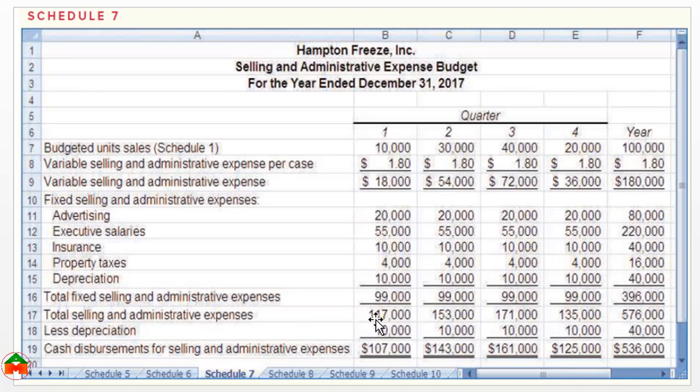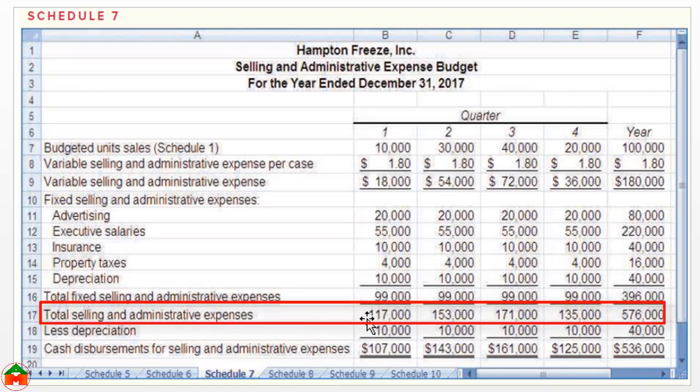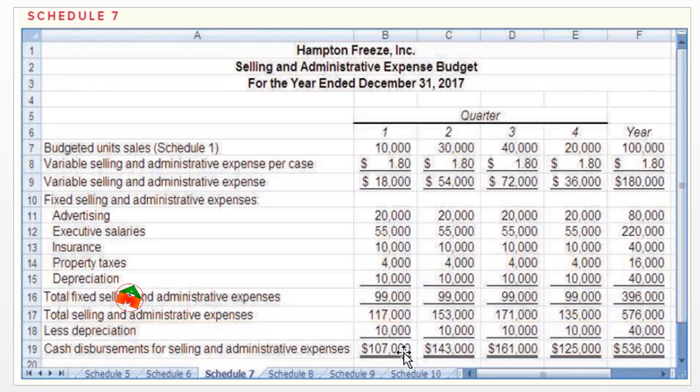That's why, although this row is showing the actual selling and administrative expense budget, for the purpose of preparing the cash budget, we will deduct the depreciation to get the cash disbursement for selling and administrative expense. That's why we are deducting this 10,000, but you should not be confused. This is the actual selling and administrative expense budget, but we are deducting 10,000 because it's a non-cash item, and for preparing the cash budget we will include all the cash related items.